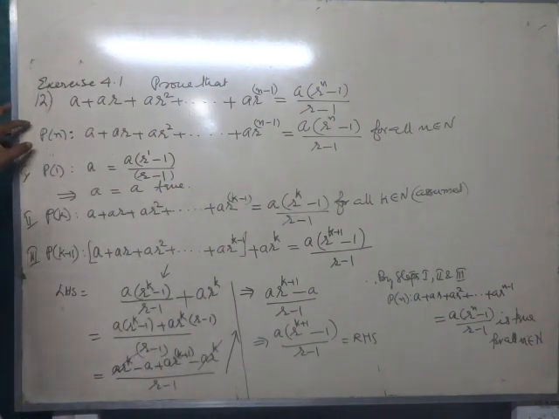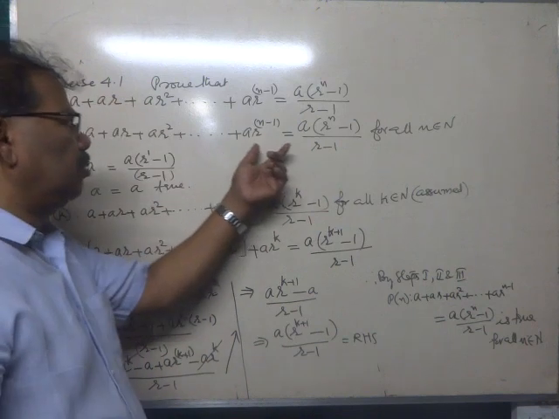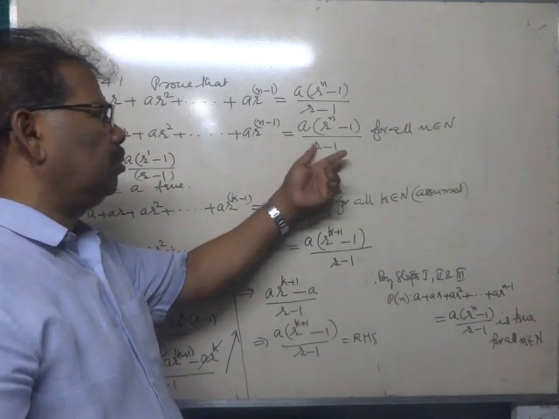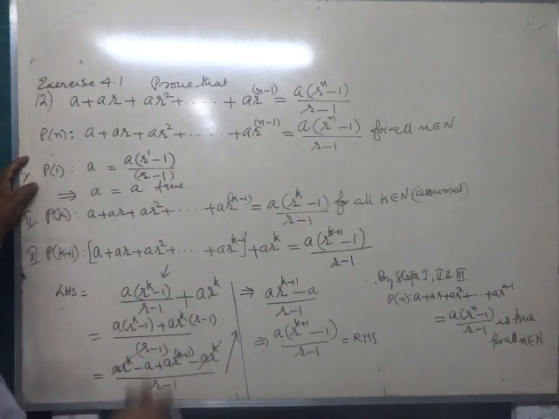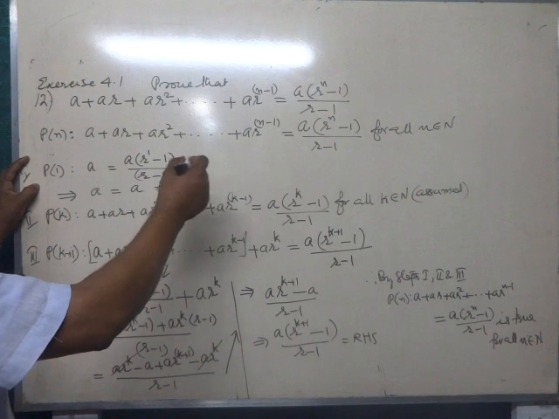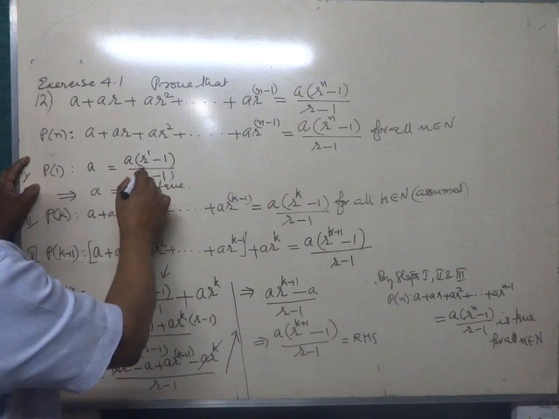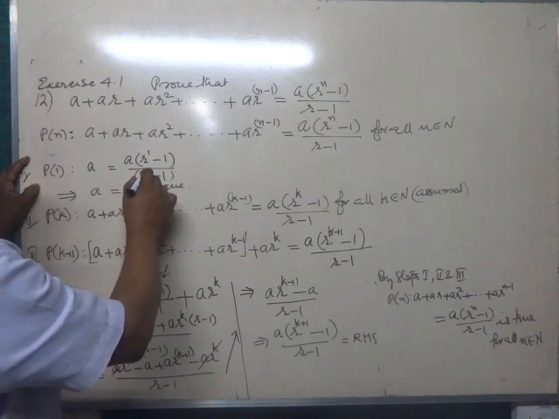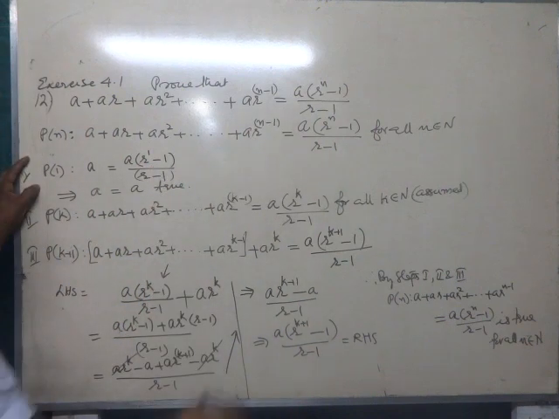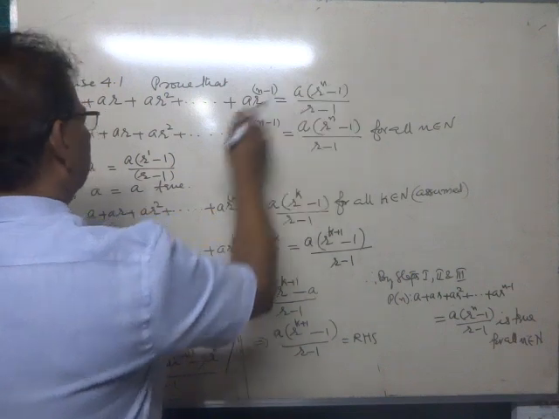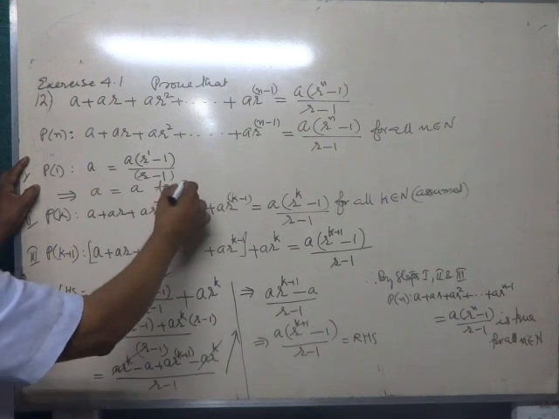Let's look. You have written the statement P of n such that a plus ar square plus etc. plus ar raised to n minus 1 is equal to a into r raised to n minus 1 by r minus 1 for all n belongs to capital N. Now P of 1, step 1, test whether it is true for n equals 1. The left side is a. The right side is a into r raised to 1 minus 1 divided by r minus 1. Here n is written as the power. Here also. r minus 1 and r minus 1 got cancelled. A equals a, that is true.